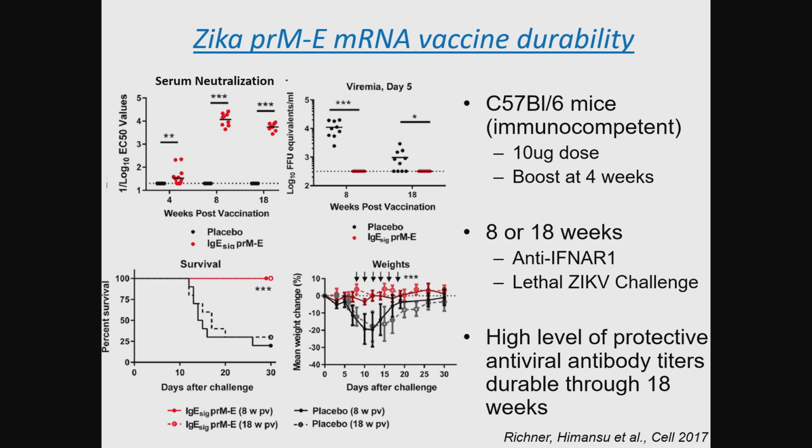And then we challenged these mice, and we again see that these mice have low levels of viremia. These mice are not susceptible to any morbidity or mortality compared to the placebo group. So we're seeing robust, durable vaccine responses in this small animal model.